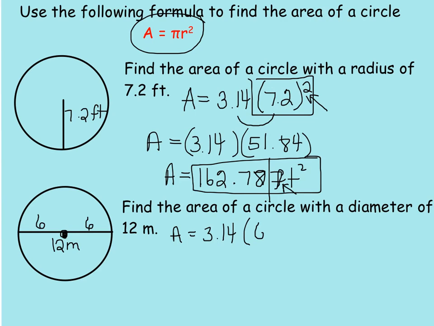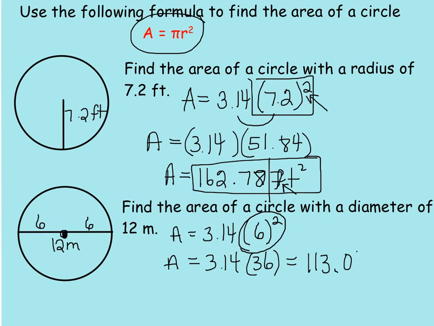So my radius is 6. That's what I need to take to the second power. Remembering my order of operations, I'm going to do 6 to the second power first, which is 36, and then multiply it by 3.14. That gives me a final answer of 113 and 4 hundredths. My units are going to be meters squared.